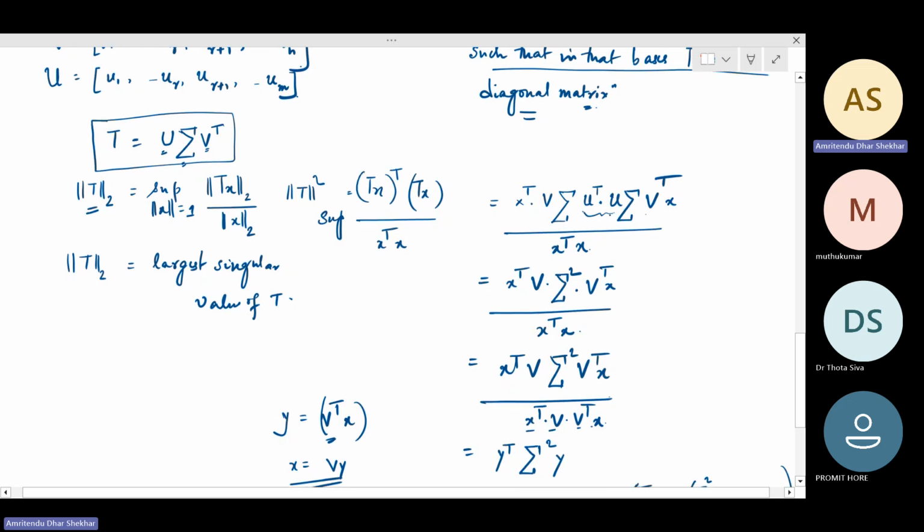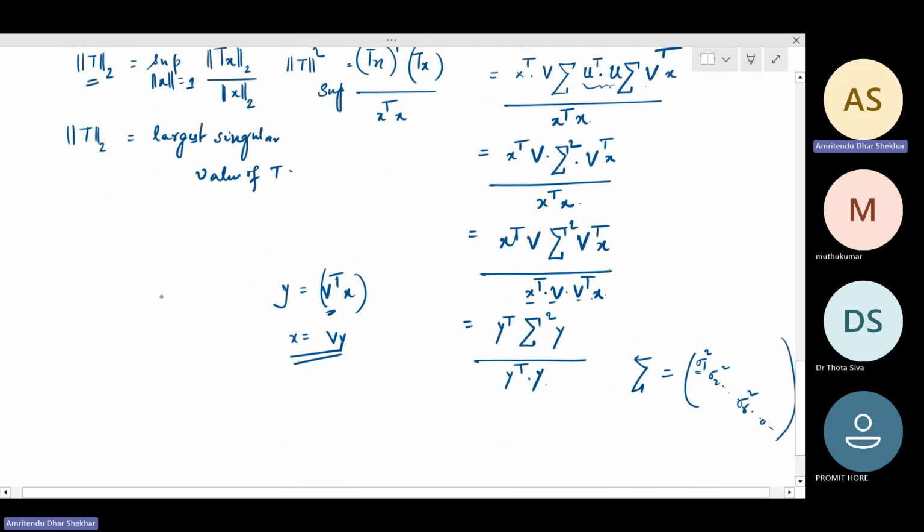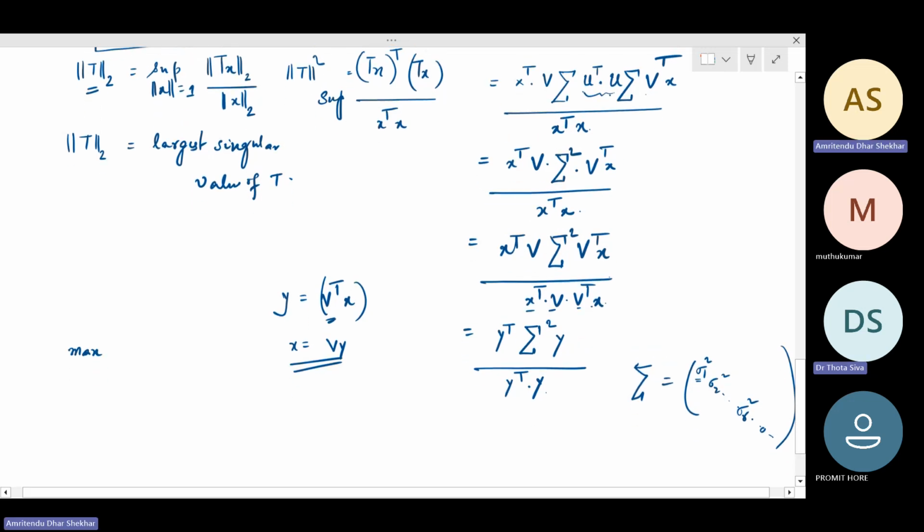Can you repeat once again? Well, this two norm is equal to the maximum, the largest singular value. Please, can you repeat? So you can write this as equal to this, right? Yes, you can write this to be equal to this.